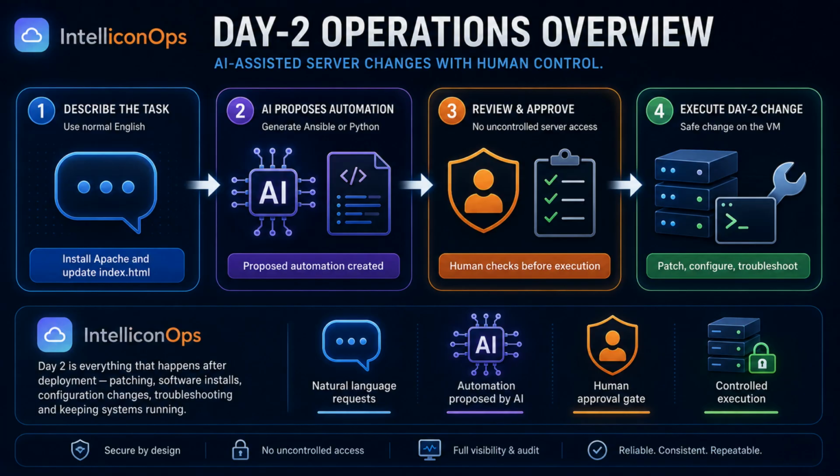In this video I want to show how IntelliconOps brings AI into those day two operations without simply giving an AI model uncontrolled access to a server. The idea is that I can describe what I want in normal English. IntelliconOps then turns that request into a proposed automation. I can see what it intends to do, review the generated Ansible, approve it, execute it through the IntelliconOps worker, and then see evidence of what actually happened. So the AI helps create the automation, but it doesn't just go away and make changes by itself.